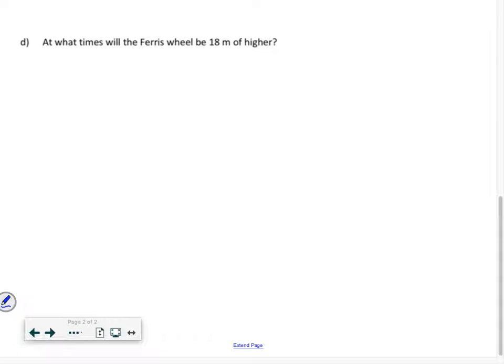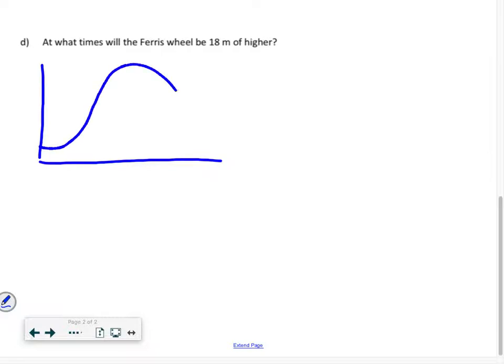It says, at what times will the Ferris wheel be above 18 meters or higher? Okay, so when will it be 18 meters or higher? We're just going to look at the first cycle for this. Okay, so I'm going to just sketch that graph out again. So we've got something like this, where we've got 11 right in the middle. This is 0. We'll call this spot right here 30. That makes that 15.